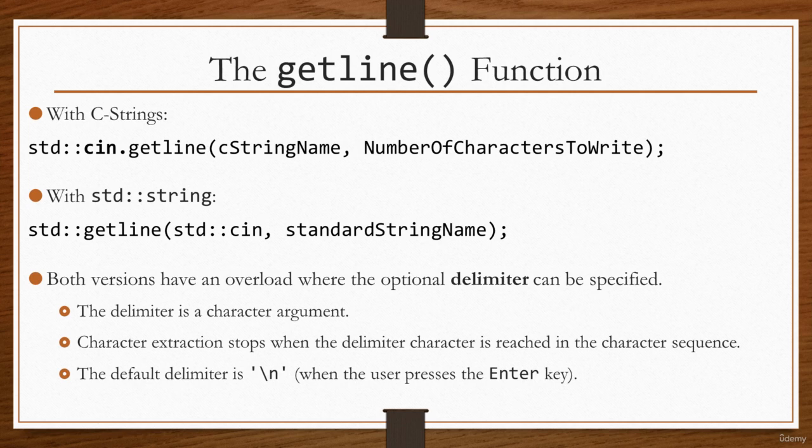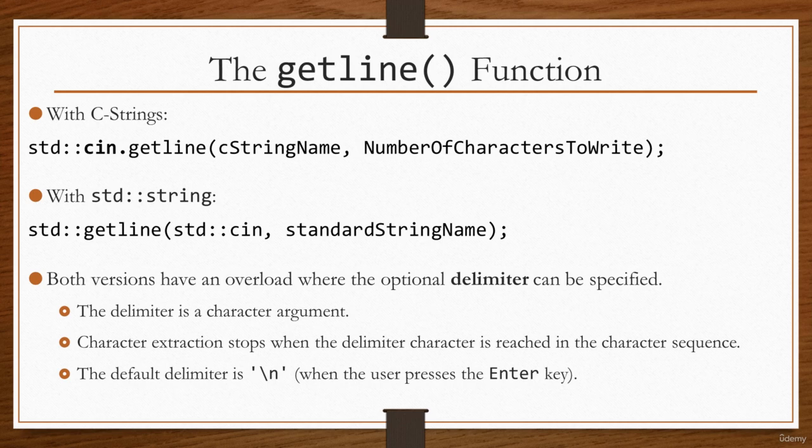We do standard getline and we pass in the stream for the first argument. That is where we get the input from. So in this case, we do standard cin, and then we have the standard string name that we pass in, the identifier of the standard string that we want to write to, or that is, save what we read in to. Okay, then both versions of the getline function have an overload where the optional delimiter can be specified.